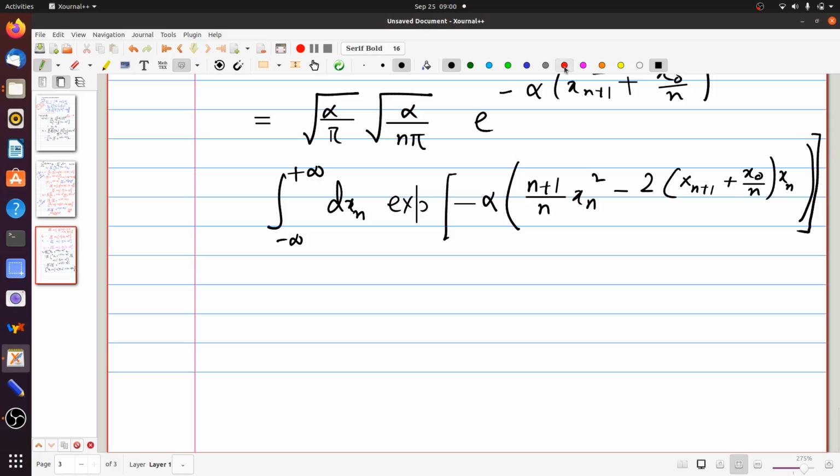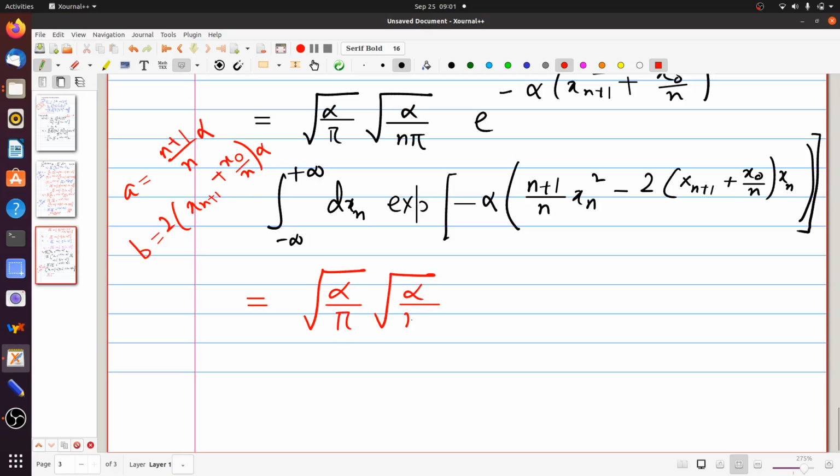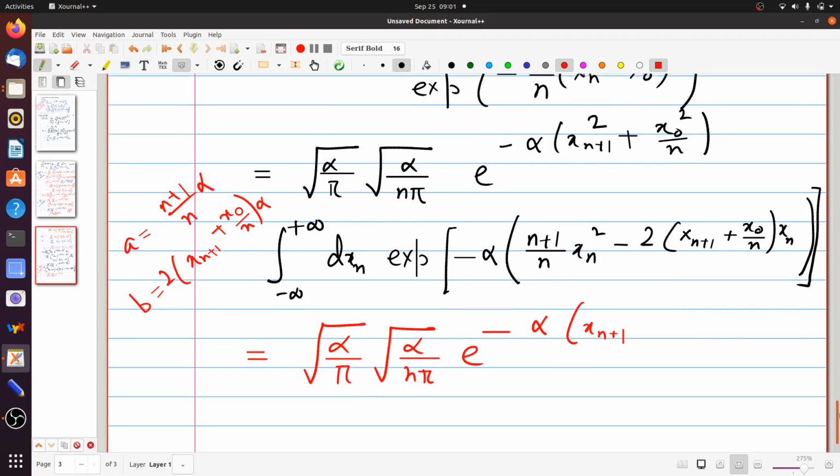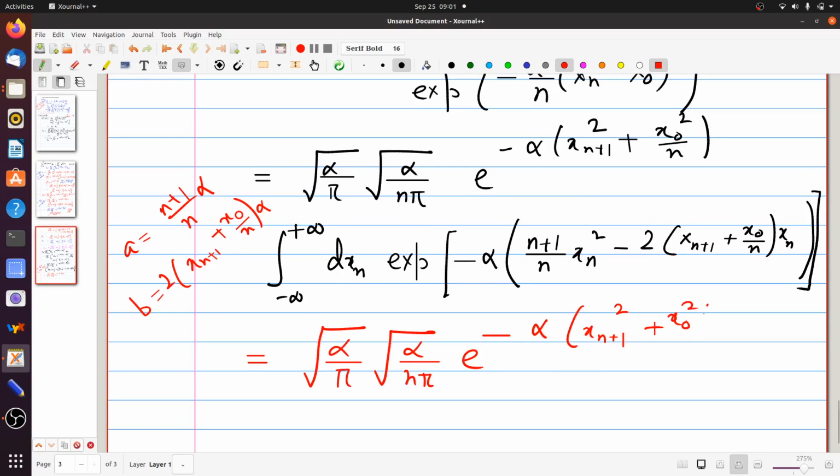So once again, let me identify the a and b for you. A is simply n plus 1 by n into alpha, and b is twice xn plus 1 plus x0 by n into alpha. Okay, and this finally gives you the result. If you collect all the terms together, you get root over alpha by pi, root over alpha by n pi, alpha xn plus 1 whole square plus x0 square by n.